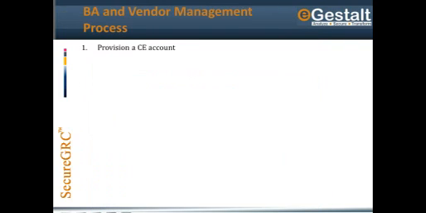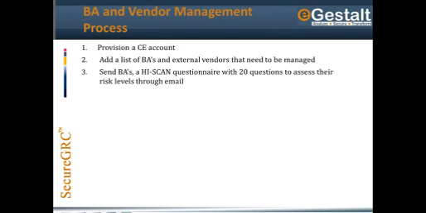So let's start off with the BA and vendor management process. How does a covered entity go about using the tool, and how does it go about automating the process of managing their external vendors and business associates? The first step is to create a covered entity account in the tool, then add a list of business associates and external vendors that need to be managed. That essentially entails adding their addresses, email addresses, and phone numbers into the tool, and I'll show you a little bit how that is done in the next few slides.